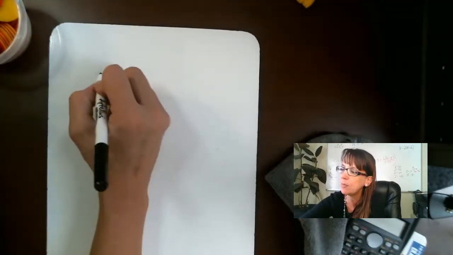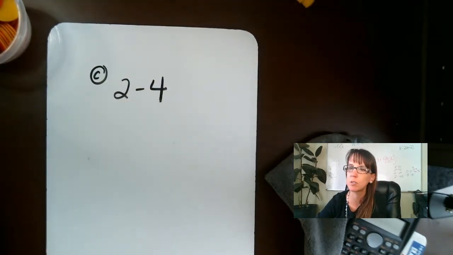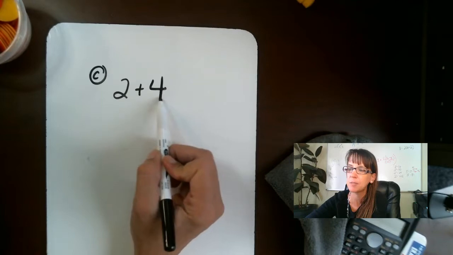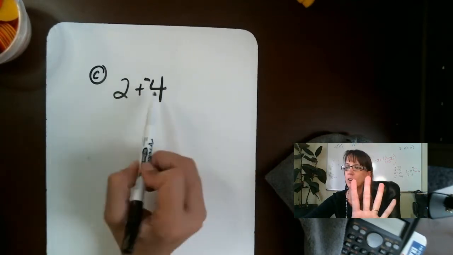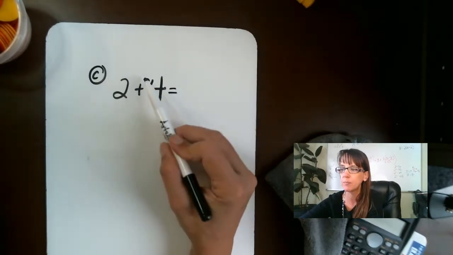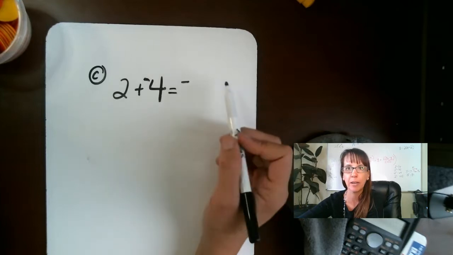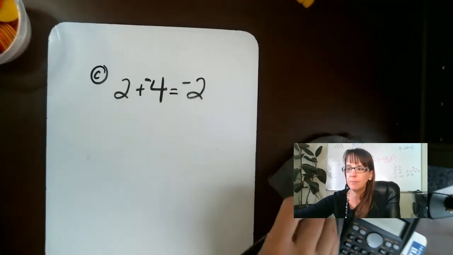Okay, so for C, we have 2 minus 4. 2 minus 4. We don't subtract, we add, and then the opposite of positive 4 is negative 4. Good. We have 4 players on our negative team and 2 on our positive team. Which team is larger? Looks like it's the negative one. They've got 4 players. By how many? By 2. Okay.